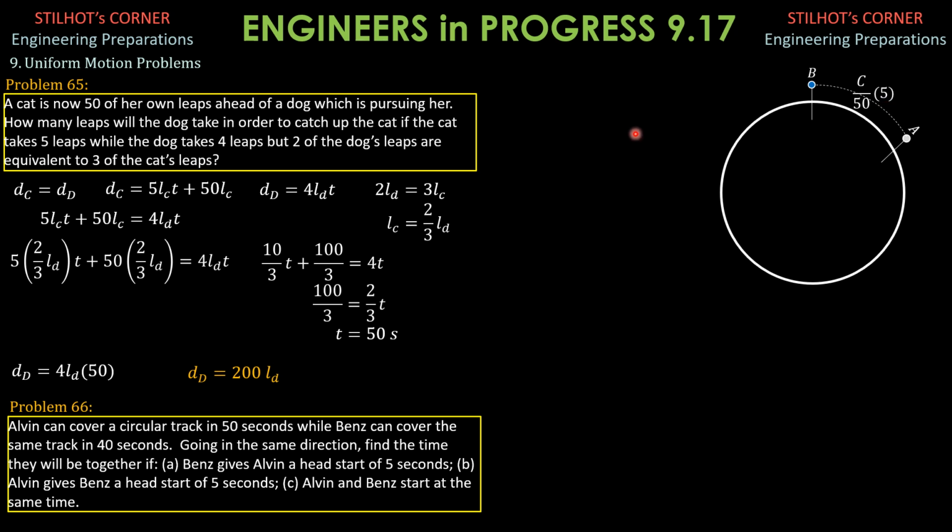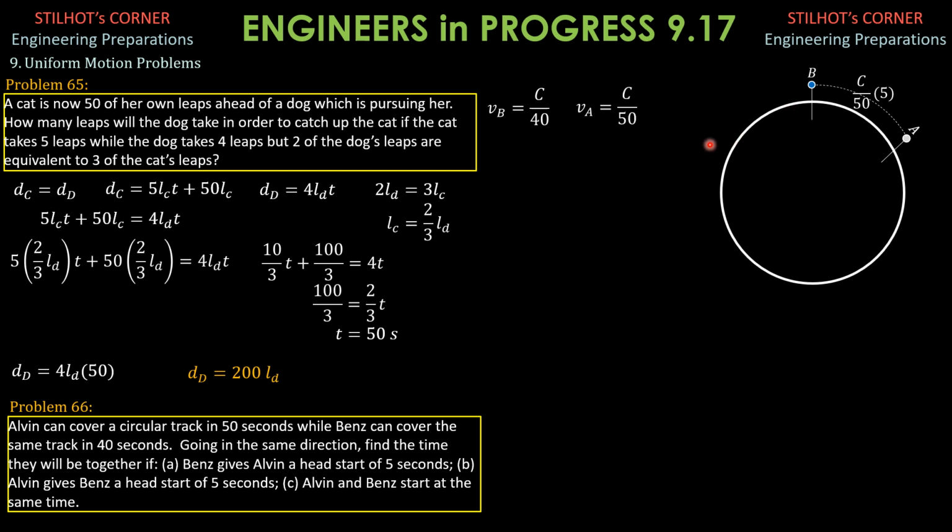By the way, the speed of Benz is C over 40, where C is the length of the one circular track, which is equal to the circumference. And the speed of Alvin would be C over 50.